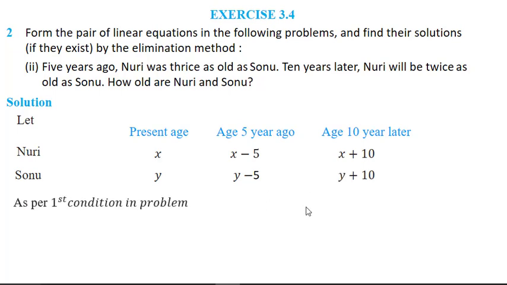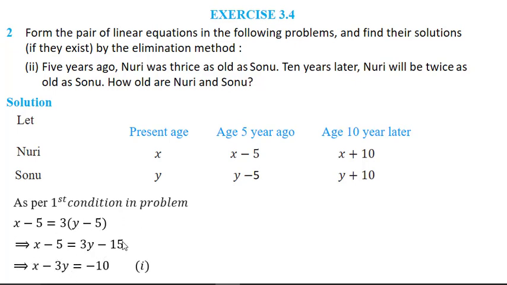Now as per first condition, 5 years ago Nuri was thrice as old as Sonu. So 5 years ago we have age of Nuri as X minus 5. So X minus 5 is thrice, so it is equal to 3 times Y minus 5. This is first condition. We will simplify. So we get X minus 5 equal to 3Y minus 15. That gives me X minus 3Y equal to minus 15 plus 5, that is minus 10.